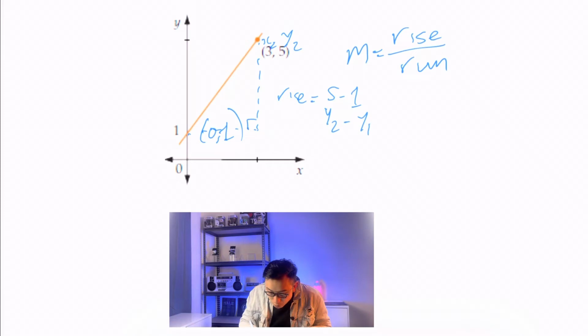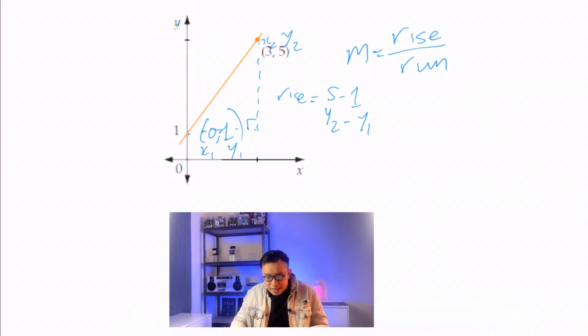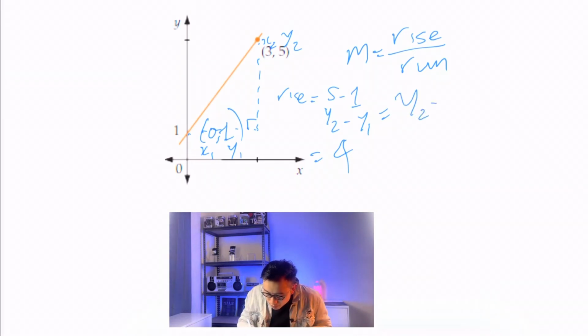minus y1. So y1 is actually the y value of the first point. And obviously 0 is x1. So the rise you can see is actually 4 because it rose from 1 to 5. So that's why the rise, how do you actually find the rise for any linear equation? You get the y2 minus the y1.